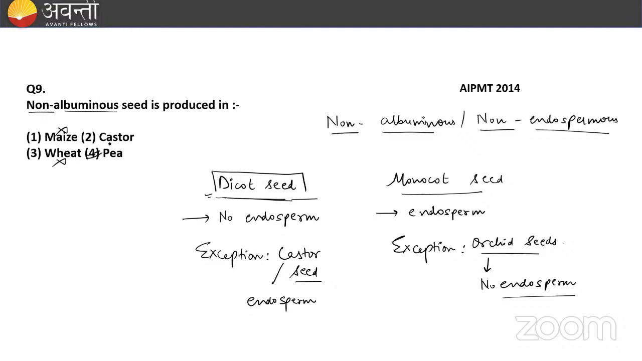Now you can easily eliminate option number 2, that is castor, and the correct option is 4th, pea, because in castor you observe endosperm, and the question is asking about the non-albuminous or non-endospermous seed. That means the seed that does not have endosperm. And castor, though it's a dicot, still has the endosperm. So the correct option is pea. Is it clear to everyone?